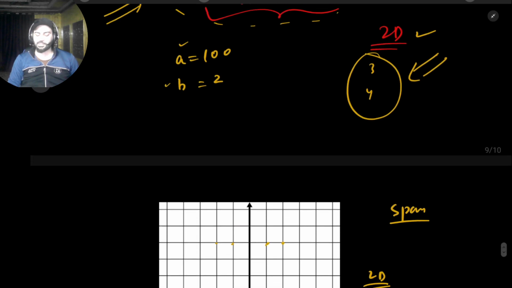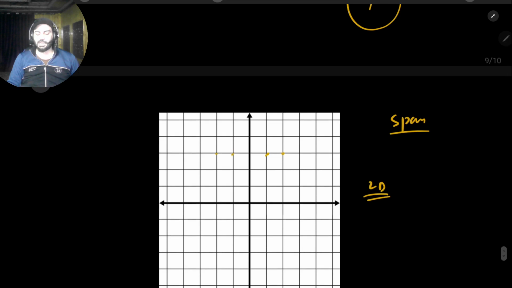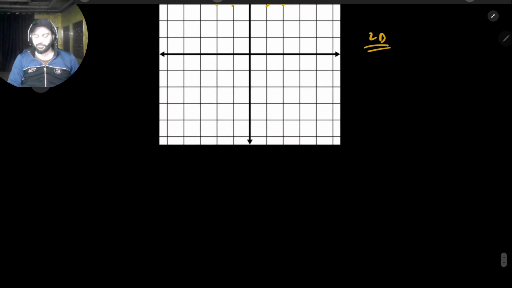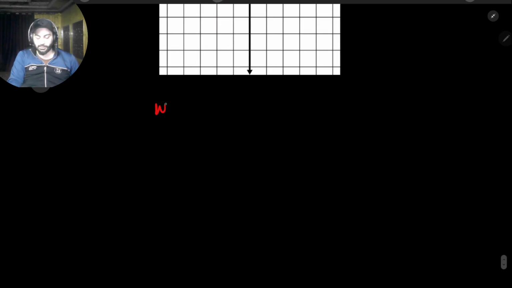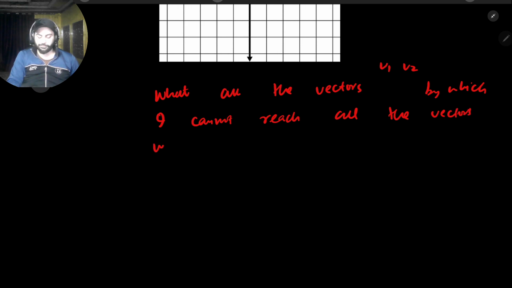From there, we get a concept called linear dependence or linear independence. So I'll clear that now. Now some of you are convinced that we can get any vector in 2D. And what are the possible ways in which we cannot get some vectors? So the question is, what are the vectors v1 and v2 in 2D by which I cannot reach all the vectors in 2D? We are now speaking in 2D.